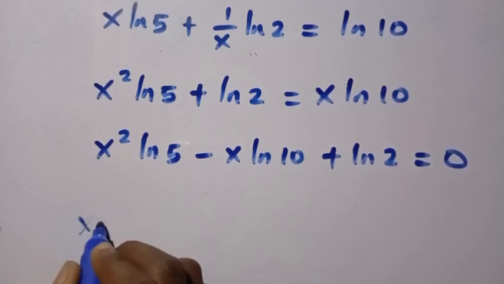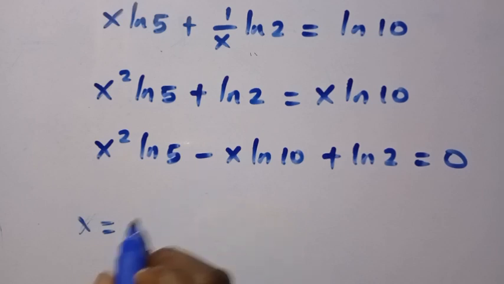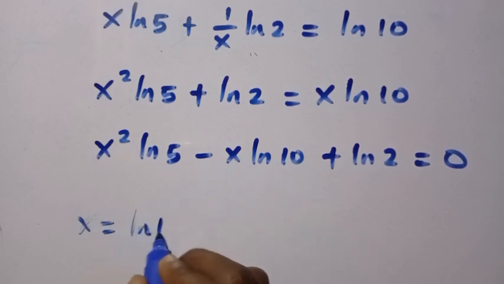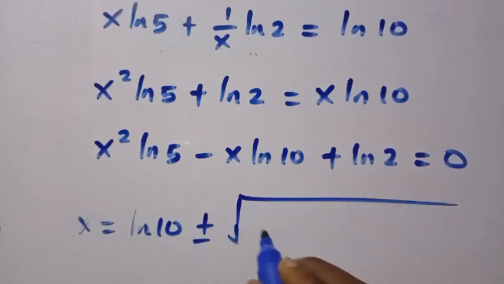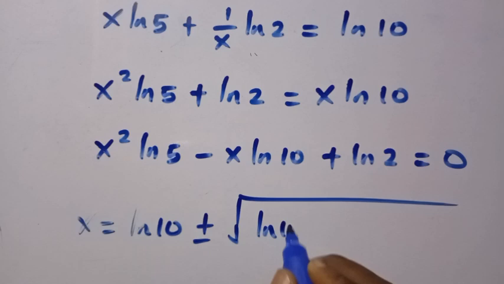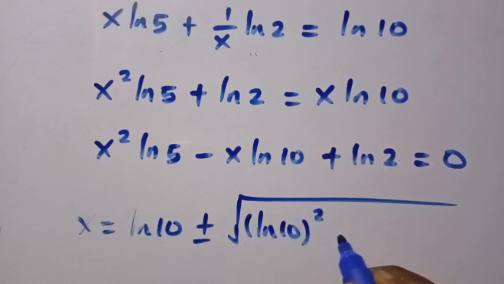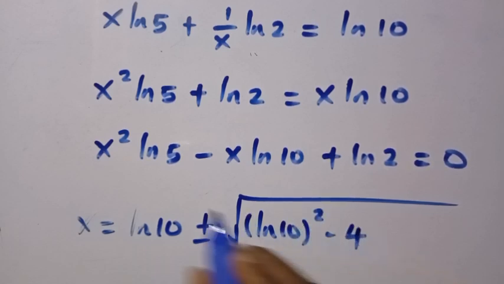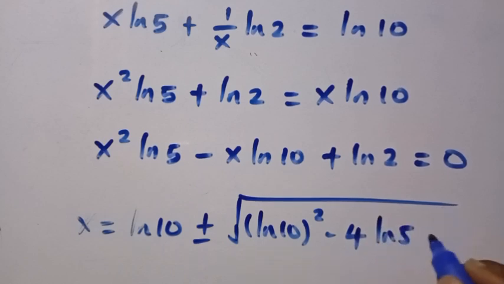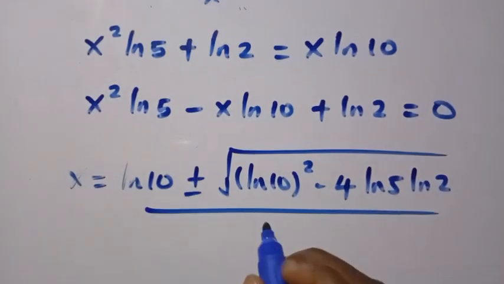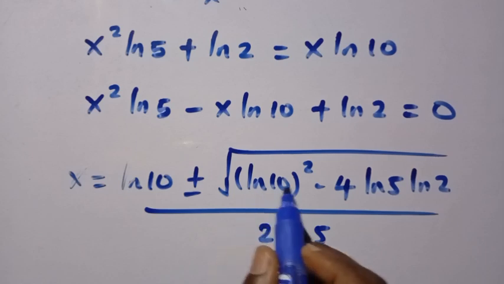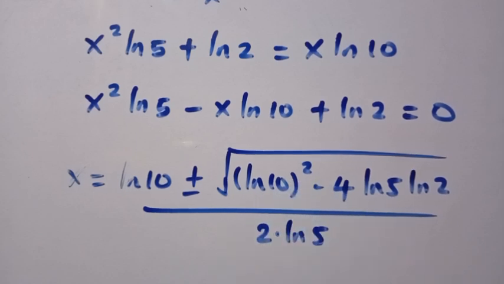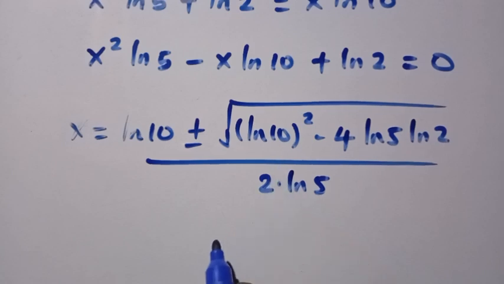So here we have x equals minus b, so minus minus ln 10 becomes plus ln 10, plus or minus the square root of minus ln 10 squared, so this becomes ln 10 all raised to power of 2, minus 4 times a, here a is ln 5, and c is ln 2, all divided by 2a. So 2a means 2 multiplied by ln 5. But let's try and deal with ln 10 squared minus 4 ln 5 ln 2 and see what we are going to get. Before that, let's see ln 10.